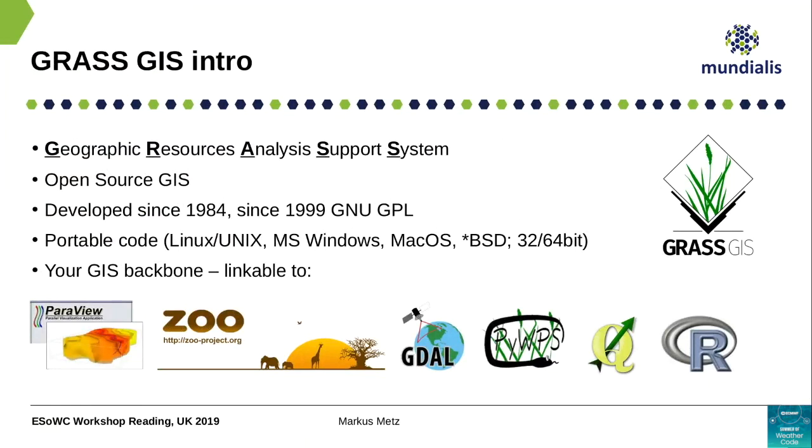So I decided to use GRASS GIS. Well, first because I'm a GRASS GIS developer, and second because the vector model of GRASS GIS is a true topological vector model that facilitates the correction of these geometrical errors. GRASS GIS is an open source GIS, has been around since 1984 and is portable across all known current platforms. And it's linkable to all sorts of other processing tools, including, for example, QGIS.